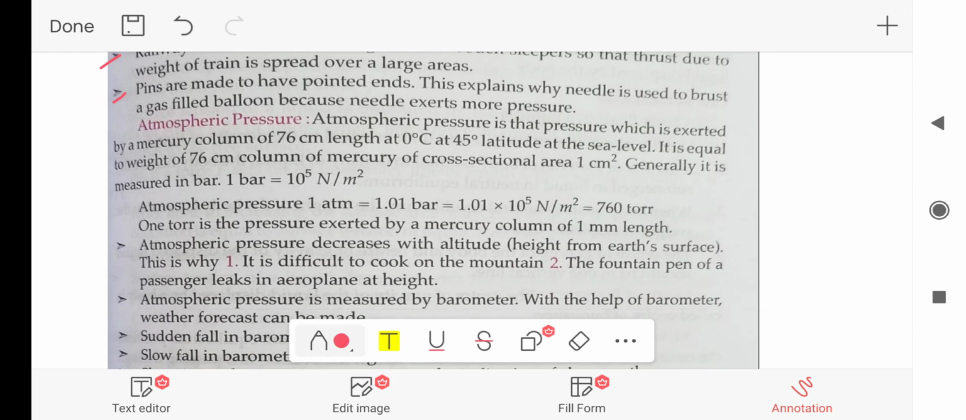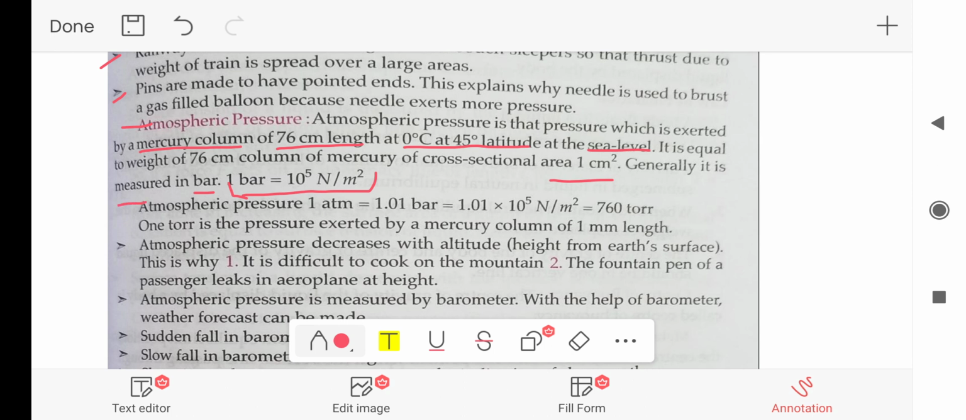Now, next, atmospheric pressure. Atmospheric pressure is that pressure which is exerted by a mercury column of 76 centimeter length at 0 degrees Celsius at 45 degree latitude at sea level. It is equal to the weight of a 76 centimeter column of mercury of cross-sectional area 1 centimeter square. Generally, it is measured in bar, and 1 bar is equal to 10 to the power 5 Newton per meter square.